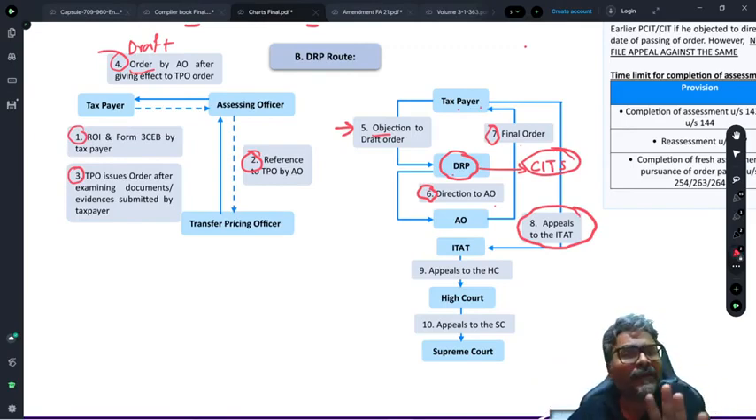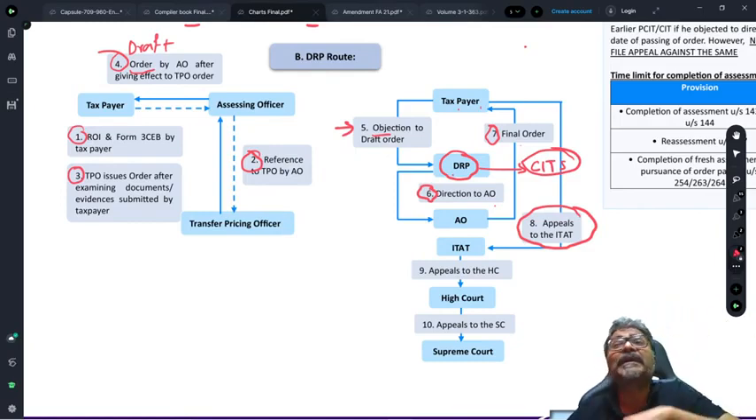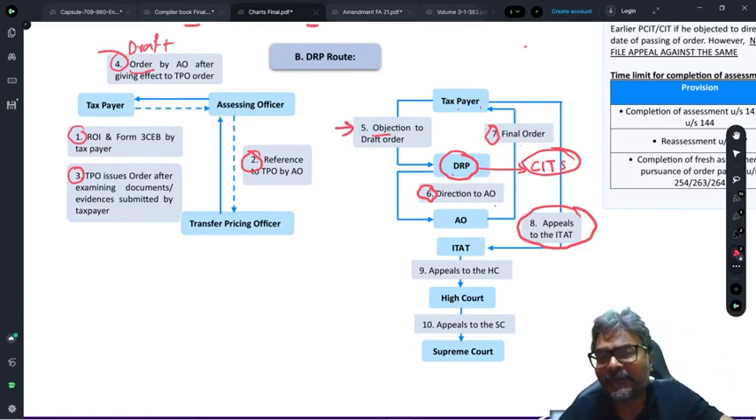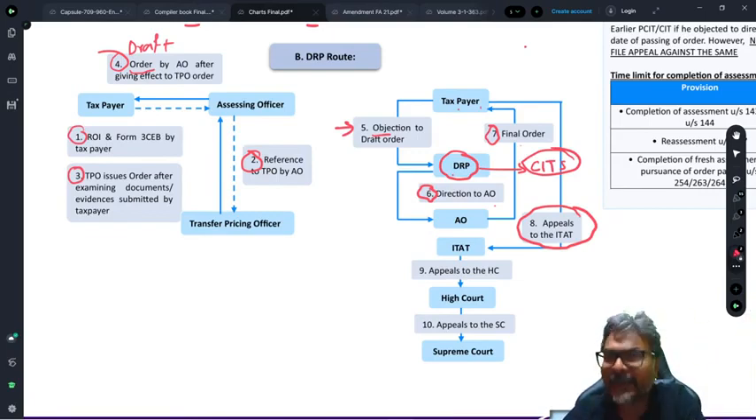And on that basis, they will then decide to give the direction to the AO. So this is not like a normal hearing process wherein you are called upon and then I ask you something and again you come back and then I ask you something and again you come back. All these things are not going to take place. So far as the DRP is concerned, it is simply what is in the objection that you put up against the draft order. In that itself, you need to put up your detailed explanation. Based on that, the DRP will do its study and give the direction. This is the process.